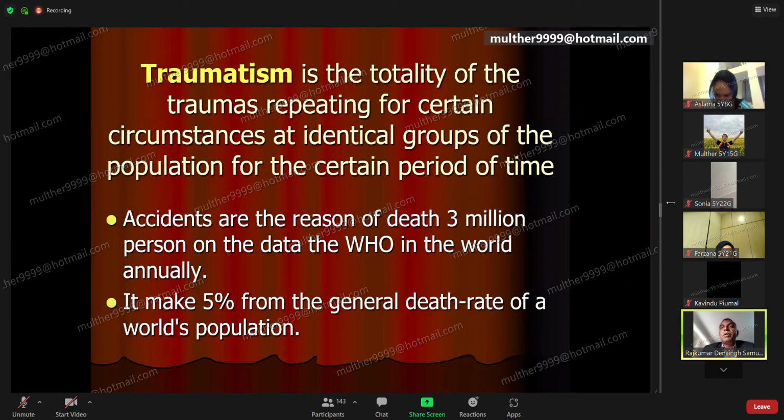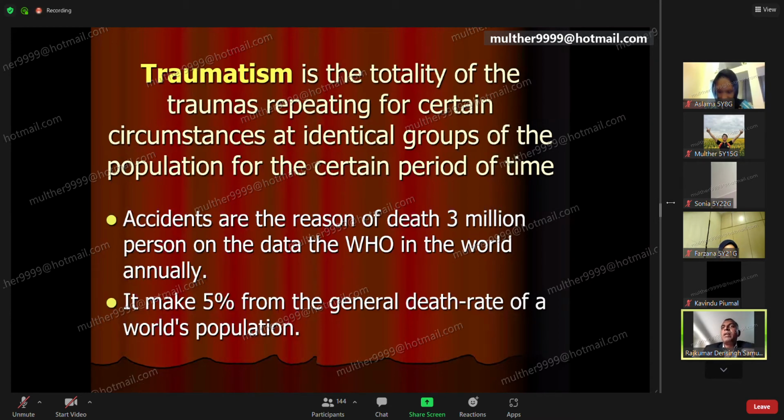For example, if it is because of construction work, a building collapse, a lot of deaths happen. Once again, they will raise norms so that buildings are built with good quality and don't collapse. So traumatism gives us data, and it enables healthcare workers, especially the Ministry of Health, to produce concrete protocols to prevent traumatism.